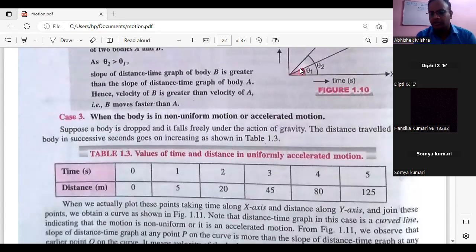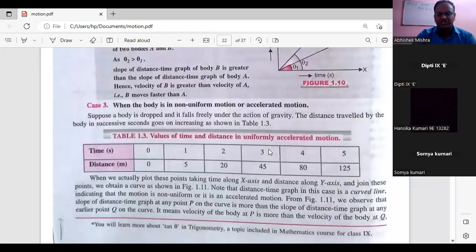I will ask a question to all. Let me ask Soumya. Soumya, what is accelerated motion? Sir, it is defined as the rate of change of velocity of the body with time. Rate of change of velocity. So in accelerated motion, will it increase or will it decrease? Increase. Very good.